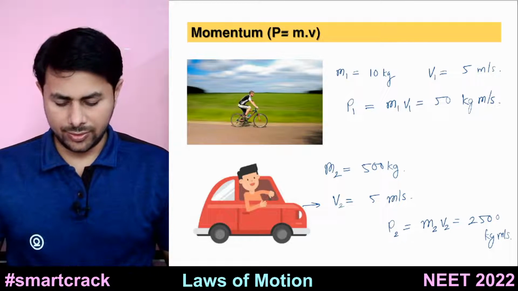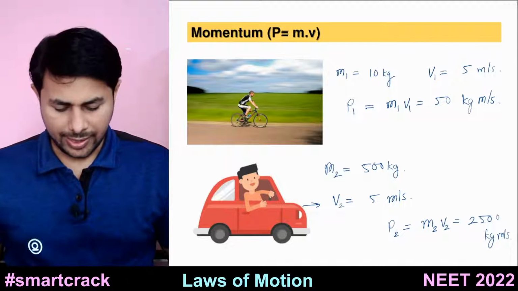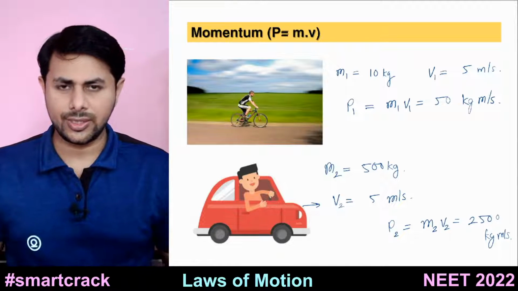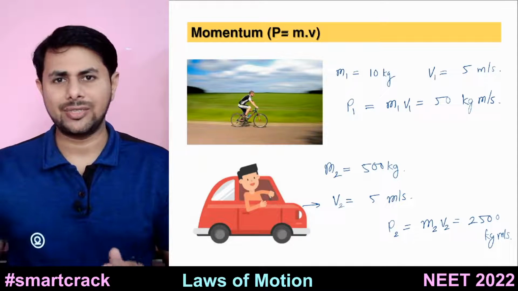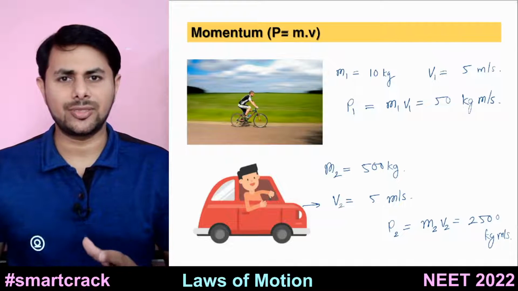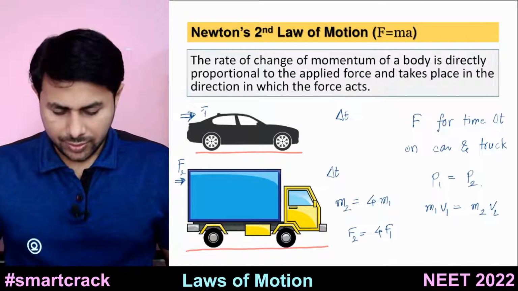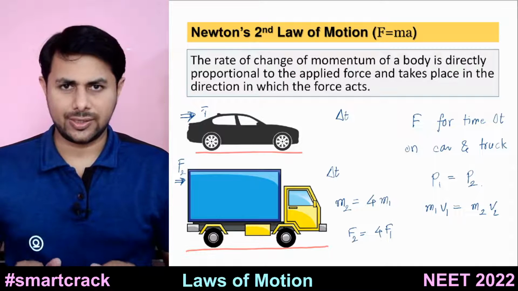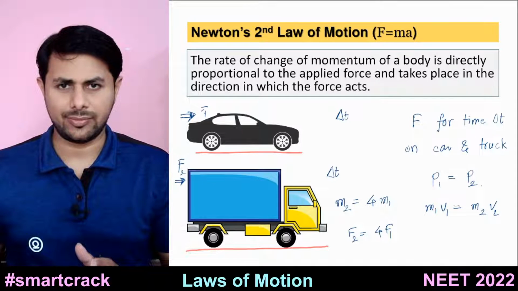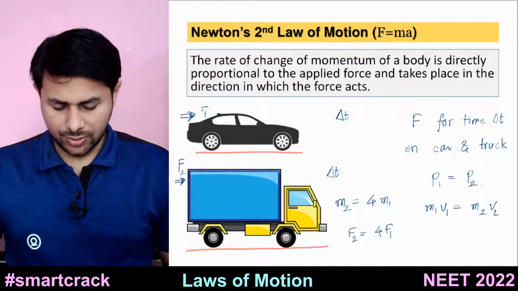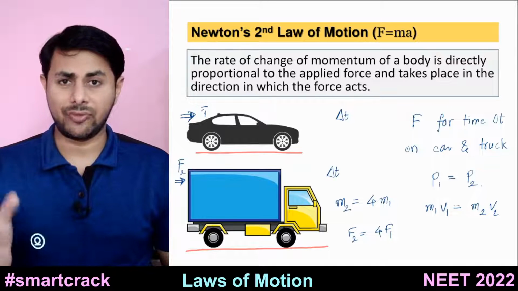Now your mass would be something, and you will have some velocity. The product of mass and velocity is momentum. Clearly, if mass is more, momentum will be more, or if velocity is more, then momentum will be more. Now Newton's second law says that the force depends on the change in momentum. For example, there is a car moving on a road with some velocity.